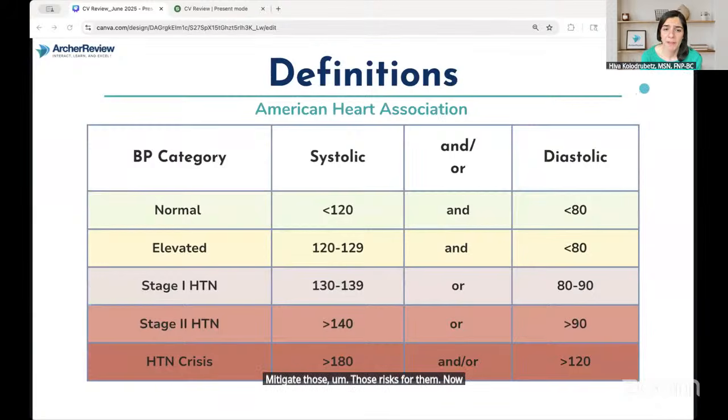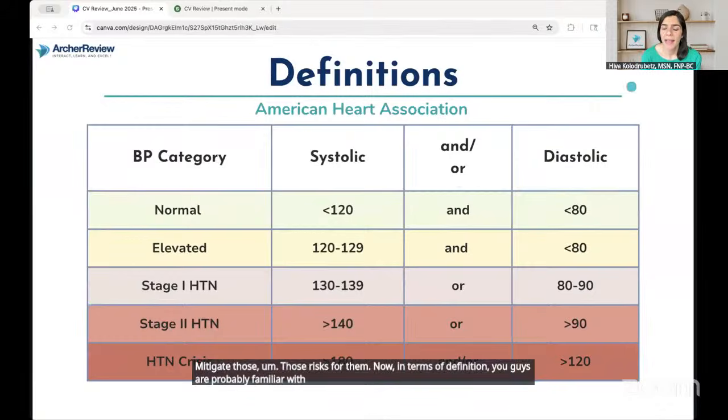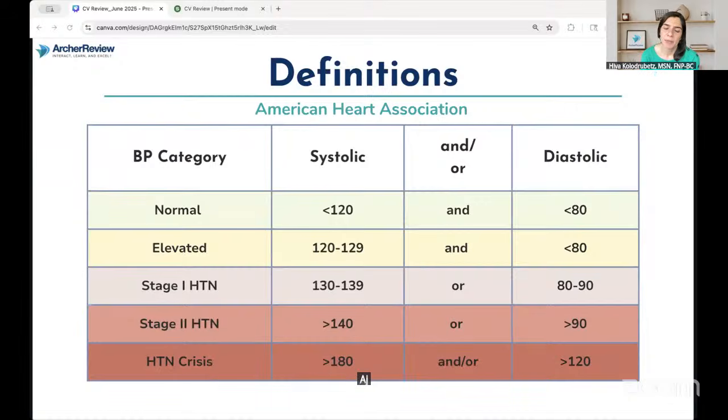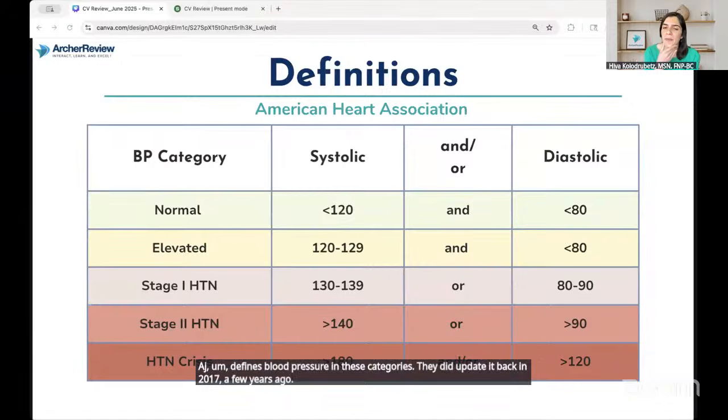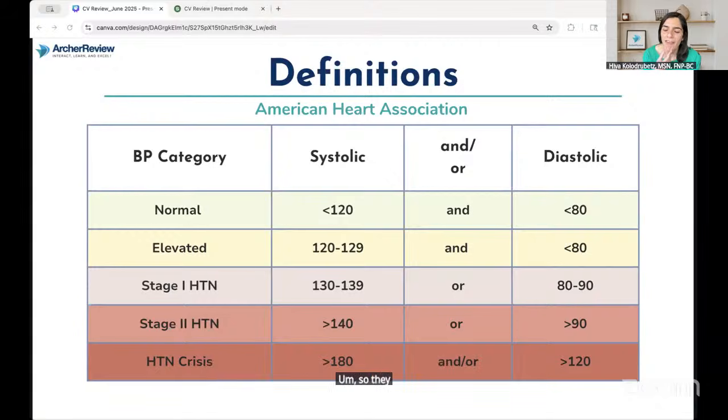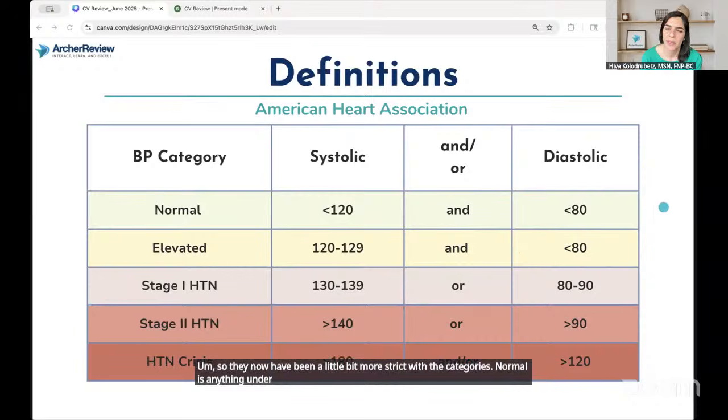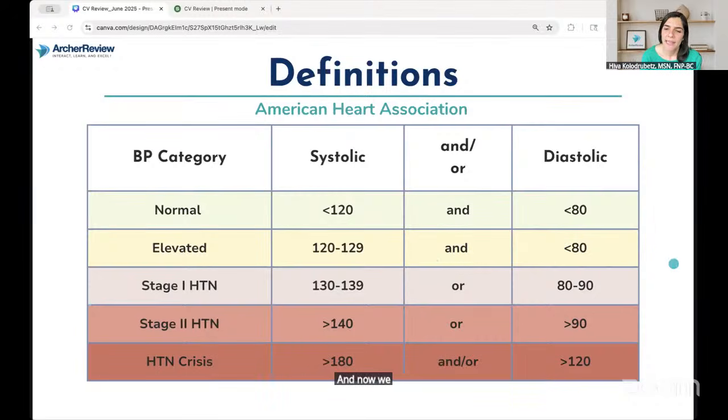Now, in terms of definition, you guys are probably familiar with this. AHA defines blood pressure in these categories. They did update it back in 2017, a few years ago. So they now have been a little bit more strict with the categories. Normal is anything under 120/80. And now we have this elevated category, which is between that 120 to 129 range. And anything above 130 over 80, we really do classify as stage 1 hypertension.